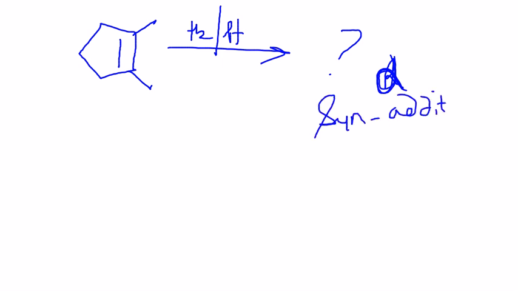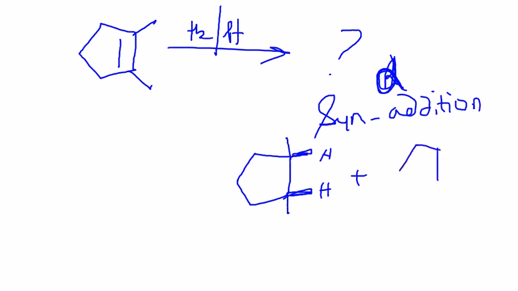Syn addition means that the hydrogen is either going to approach the double bond all from the top or all from the bottom. So if you think about it, the product that you're going to end up getting is going to be a meso structure, and hence the alpha is going to be 0.